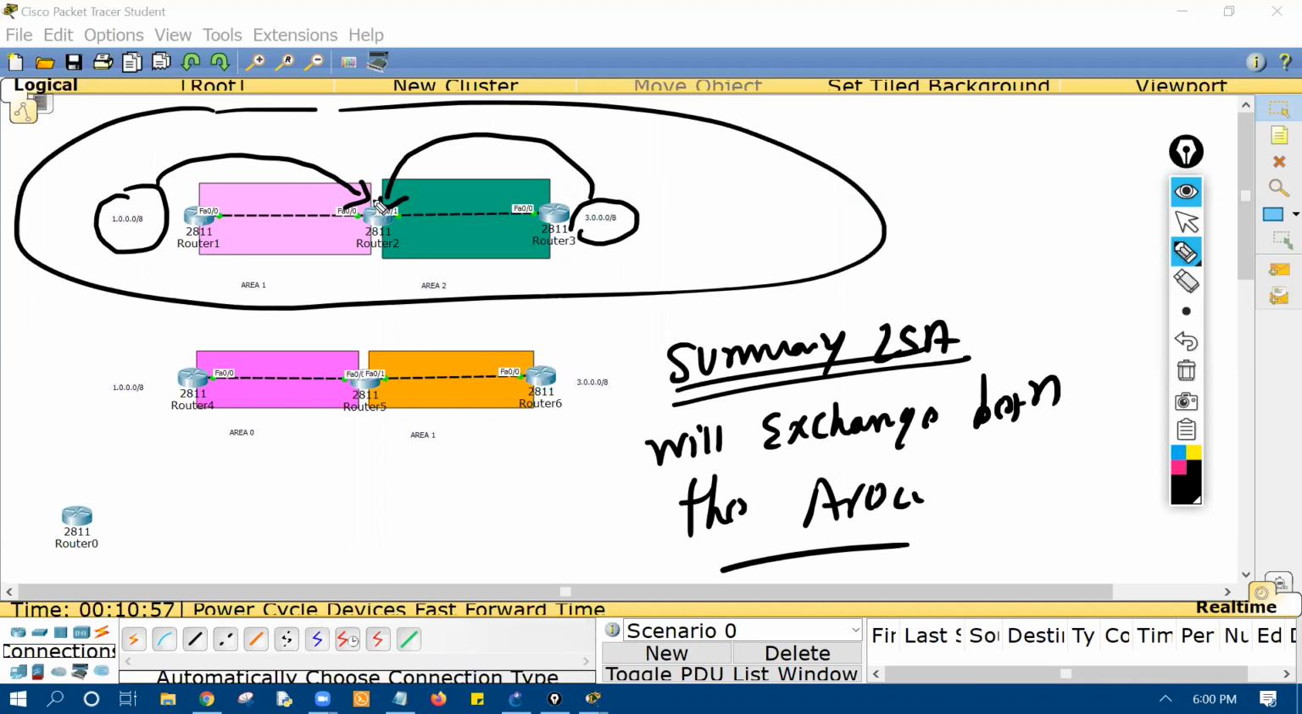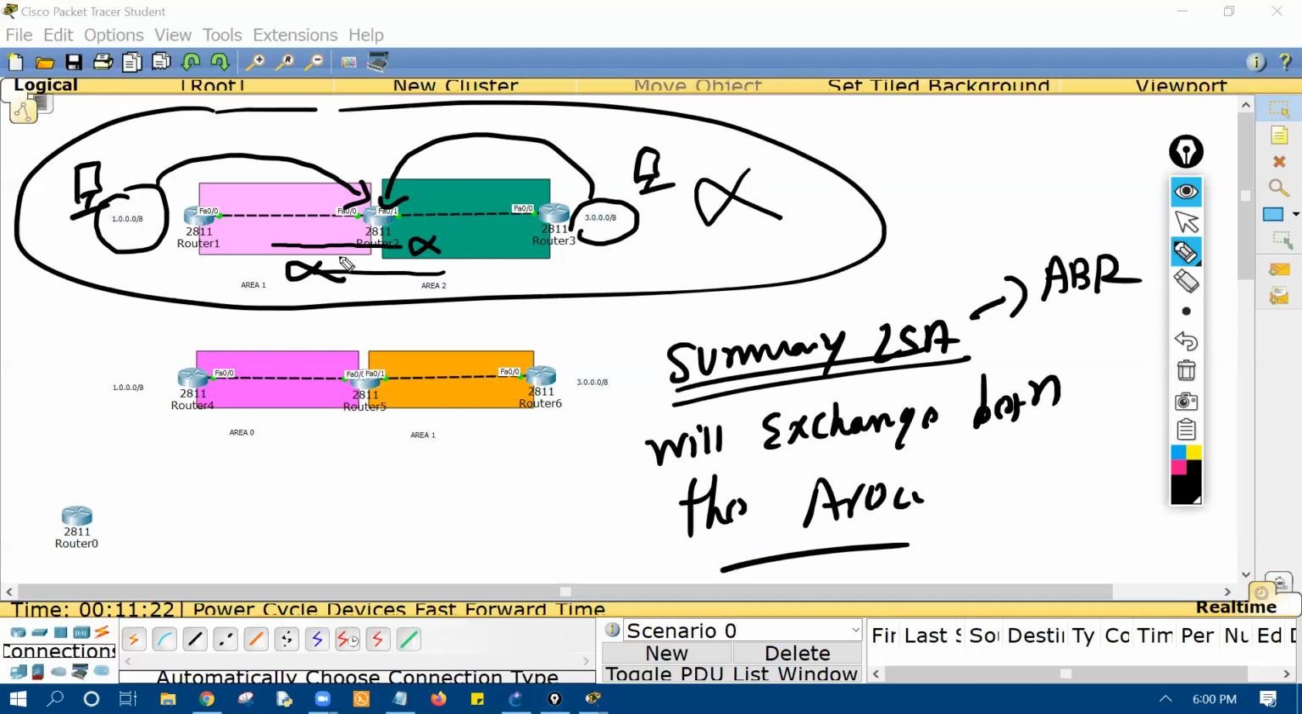So do we have an ABR over there? That is because the summary LSA is generated by whom? ABR, right? So do we have an ABR in this case? No. So in this case, what happened? R2 will have complete information, but area 1 information cannot be told to area 2, not even summary, not detail. And area 2 cannot send its own information to area 1. The communication between these two will not happen in this case because there is no area 0.